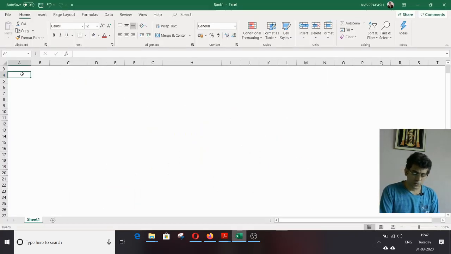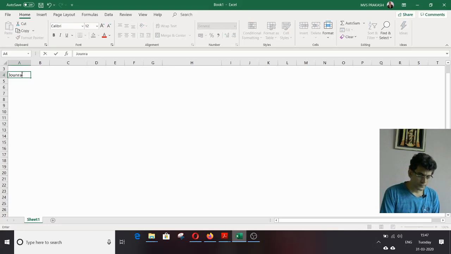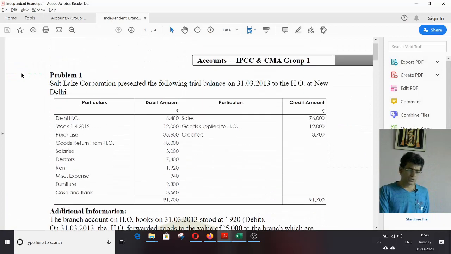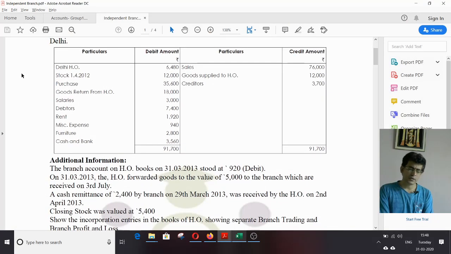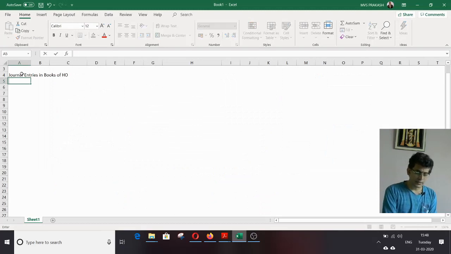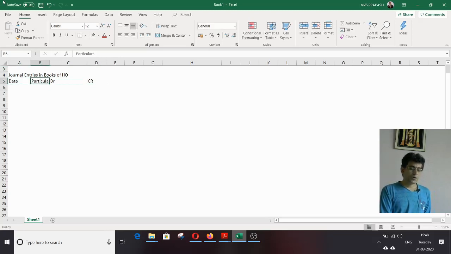First, journal entries in books of head office. Is the head office name given? No. Salt Lake is the branch name, head office is not given. So ultimately journal entries in the books of head office. So let us take like this: date, particulars, debit, credit. So these are the columns which I need to have as a part of my journal entries. Now, okay, we'll come to that later.